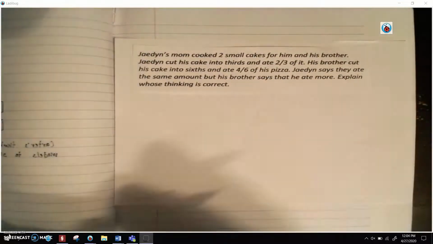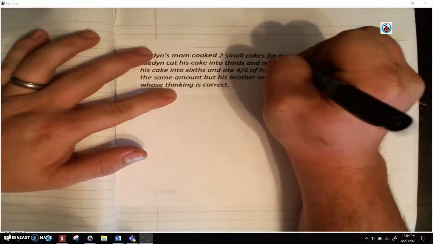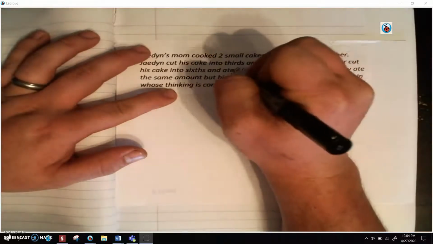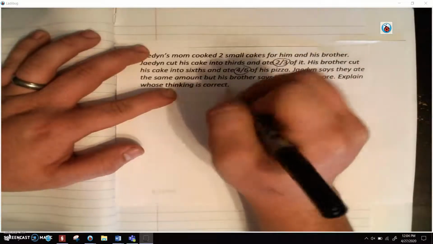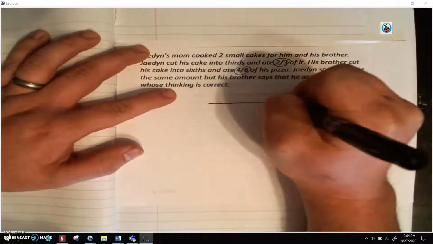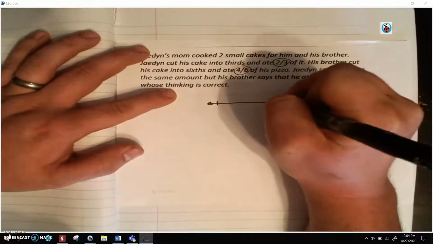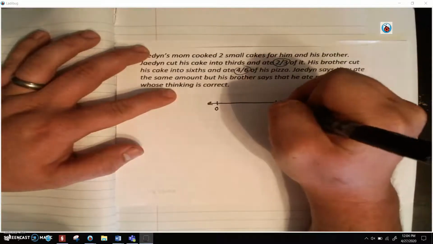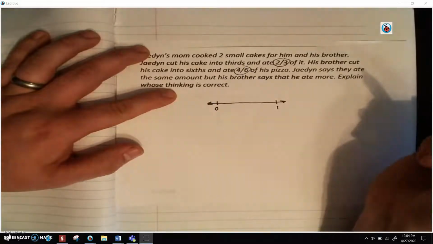Alright, so we know that we have 2/3 and we have 4/6. We're going to do this one again on a number line. They're both small cakes, so we need to make sure that we're comparing 2 of the same cakes. So I'm going to draw a number line. I'm going to have 0 there and 1 here. I know we're not going past 1 because both of my numerators are smaller than my denominators.